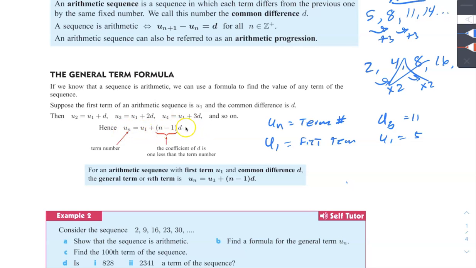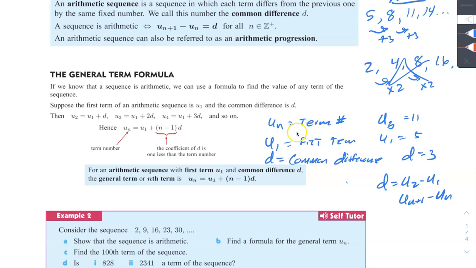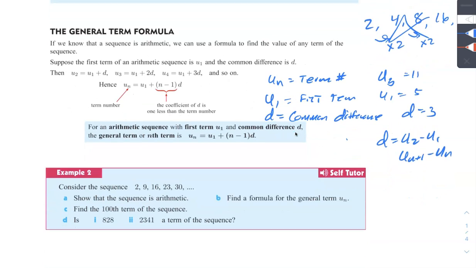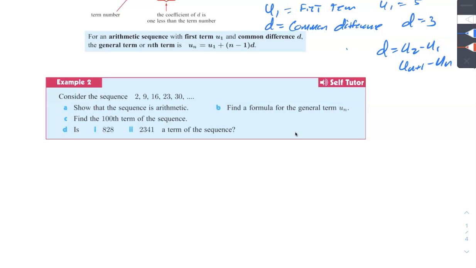And then d is called the common difference. That's the thing you add or subtract every single time. In my example, d would have been 3. I was adding 3 every single time. There's a way to find d if you're not sure, which is U2 minus U1, or U_(n+1) minus U_n. You take a term and subtract the one before it. But most of the time you just look at it and see what we're adding or subtracting each time. So again, this is our formula. We're going to use that a lot today, and again, that is in your formula sheet. We do get to use it.